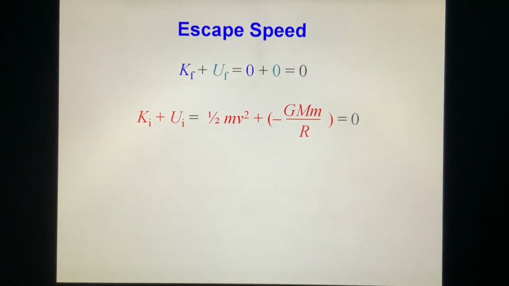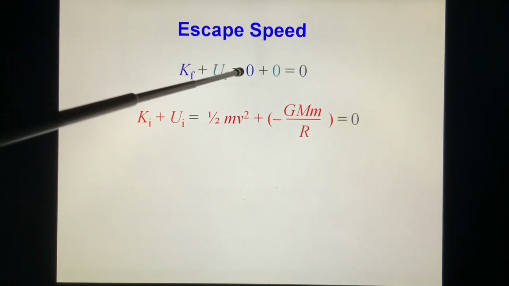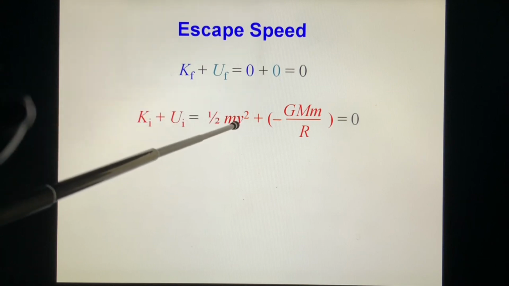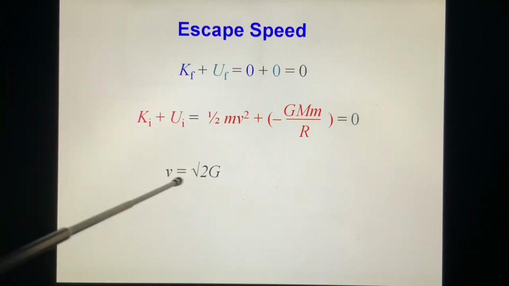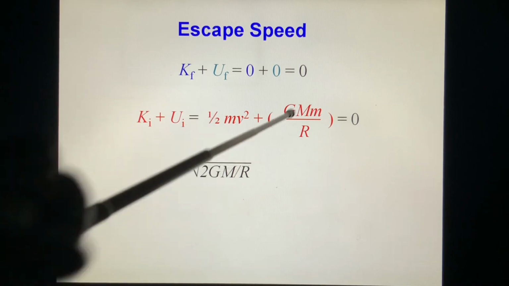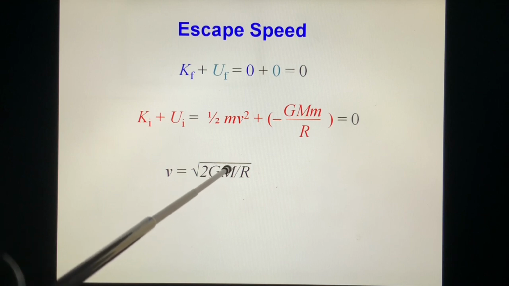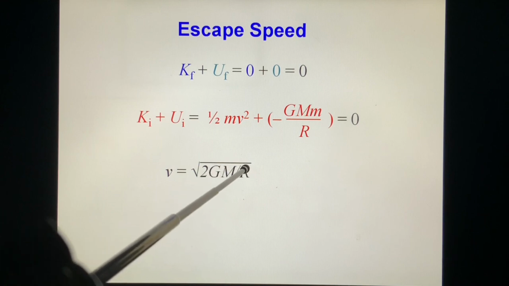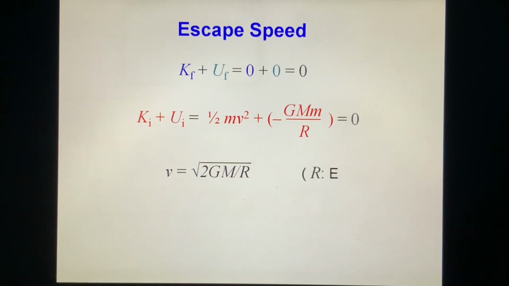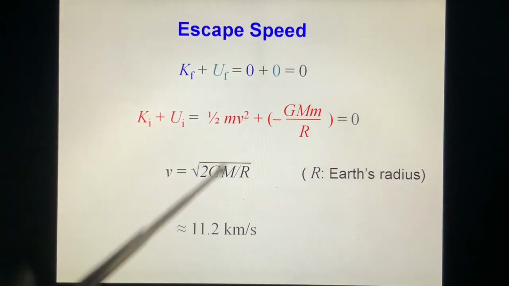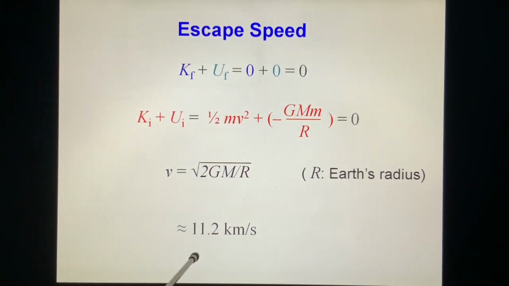So in this case, in order to escape, the minimum speed we need is v equals the square root of 2GM over R. If we put in M as the Earth's mass and R as the Earth's radius, we find this velocity is about 11.2 kilometers per second. In order to escape from Earth, to the Moon or to the Sun, at least you need a launch speed called the escape speed, 11.2 kilometers per second.